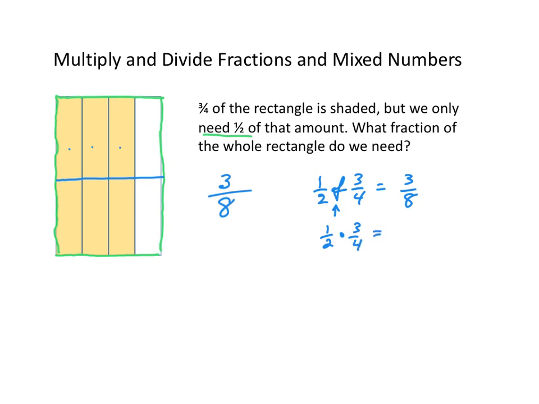Notice our top number is still 3 because we multiply 1 times 3. And the denominator, 2 times 4, is 8. So we're multiplying straight across. So if we had, let's say, a over b multiplied by another fraction, c over d, that would be a times c over b times d. Multiply straight across. Okay.